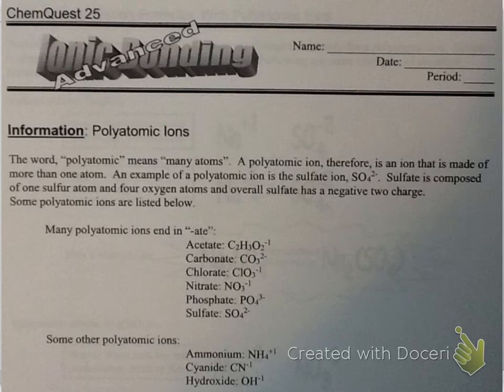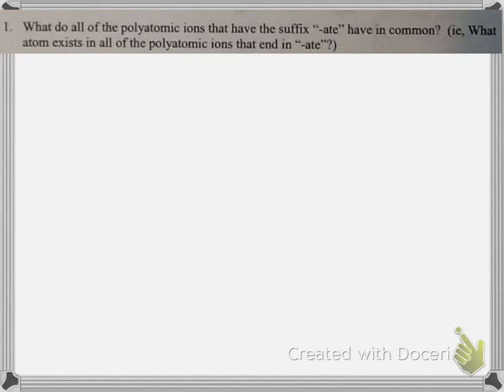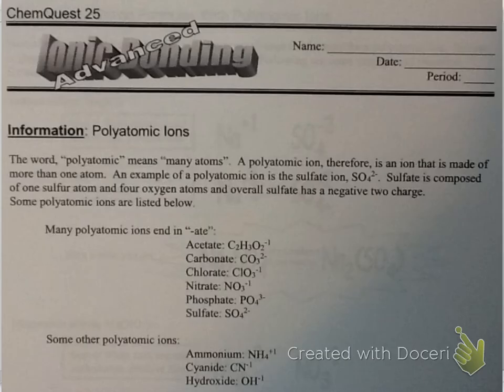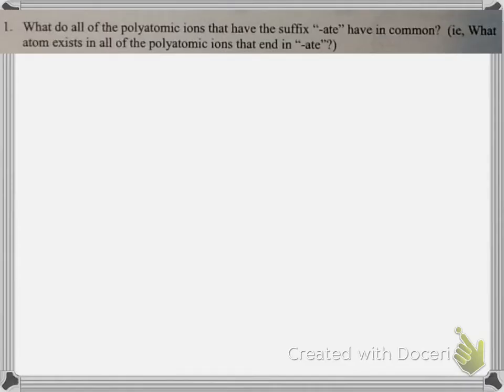Number 1. What do all of the polyatomic ions that have the suffix ate have in common? I.e., what atom exists in all of the polyatomic ions that end in ate? So notice acetate has, I'm looking for what element is in all of these, and the element that is in all of these is oxygen. So they all contain oxygen.